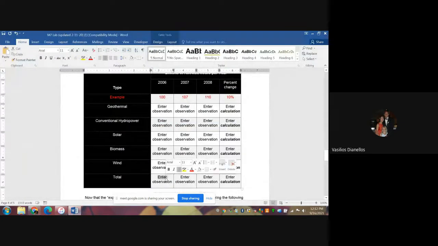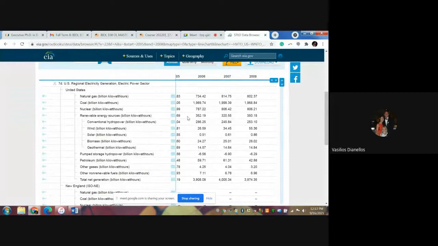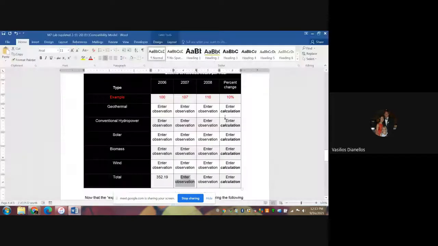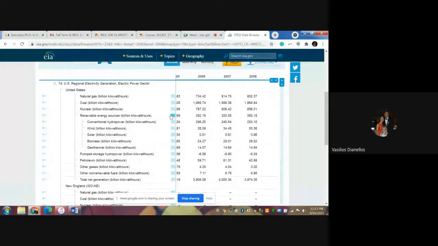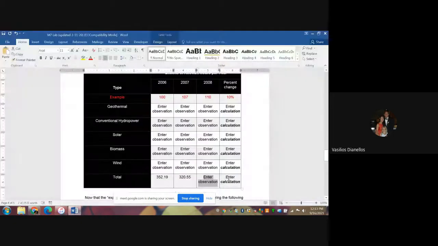Total, 352.19 for 2006. Let's find out what it is for 2007. Total 2007. It won't let me copy and paste, but that's okay. 320.55. Now we need the total for 2008, because we're pretending that this is the most recent data available. 2008 total, 350.18. All right, I'm done collecting the data for the total.